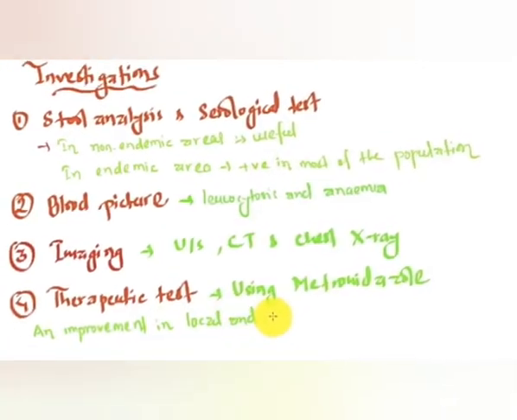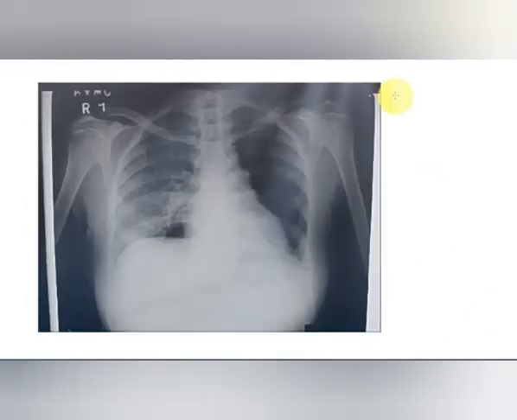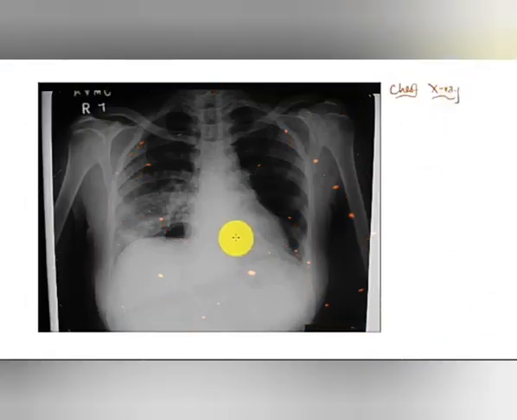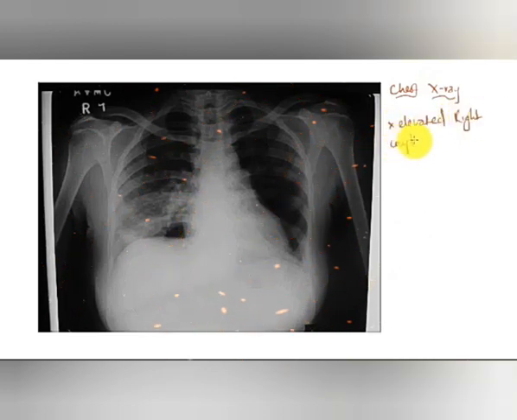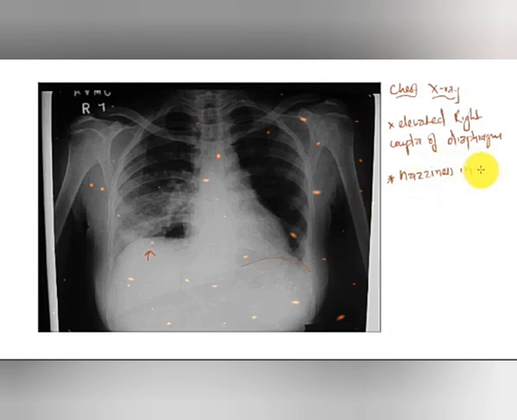An improvement in local and general complications after 3 days confirms the diagnosis. This is an X-ray picture of amoebic abscess. You can see here the elevated right cupula of the diaphragm and haziness on the lower lung field denoting pleural effusion.